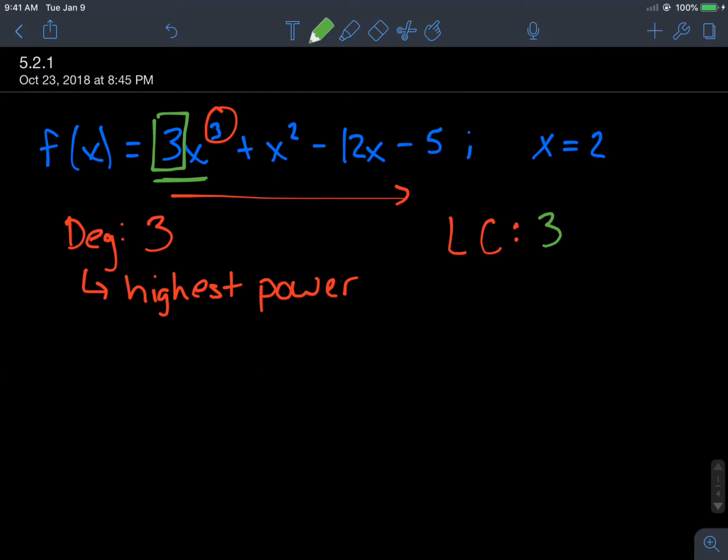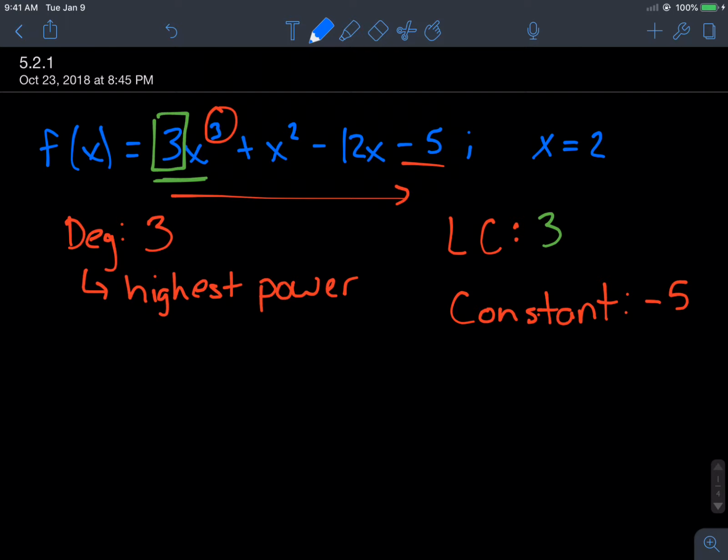One other value that might be important to us is the constant term. That's just the term that doesn't have a variable in it. It's the one that is constant, on its own. There's no x. So our constant term here is -5. Okay, so degree is the highest exponent. The leading coefficient is the coefficient of the term with the highest exponent. And the constant is just the one that has no exponent with it.